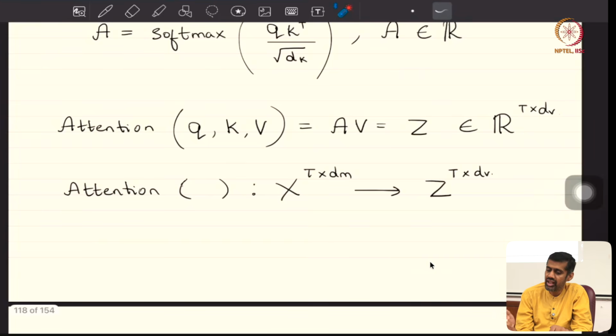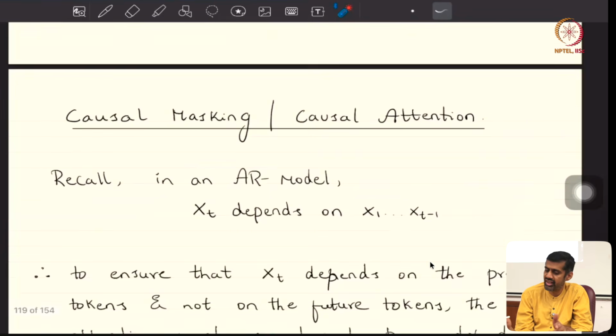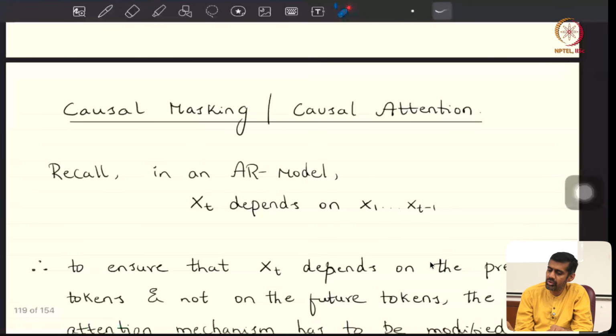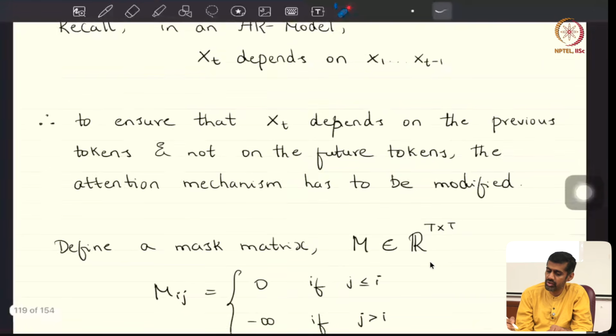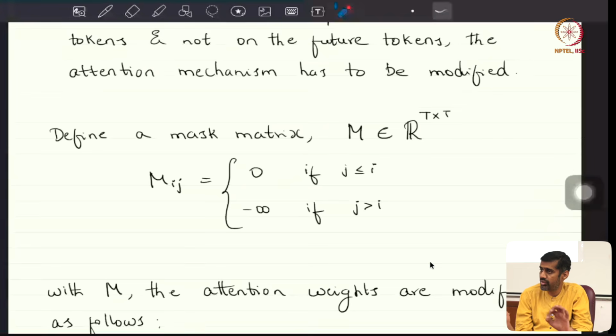So, how do we do that? There is something called causal masking or causal attention. It is a pretty simple idea. To ensure that xt depends only on the previous tokens and not on the future tokens, the attention mechanism has to be modified this way. Define a matrix of size t cross t, as there are t number of tokens, and the ij element of this matrix is as follows. It is 0 if j is less than or equal to i, and minus infinity if j is greater than i.